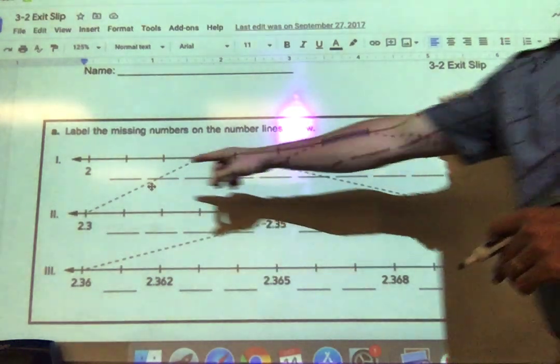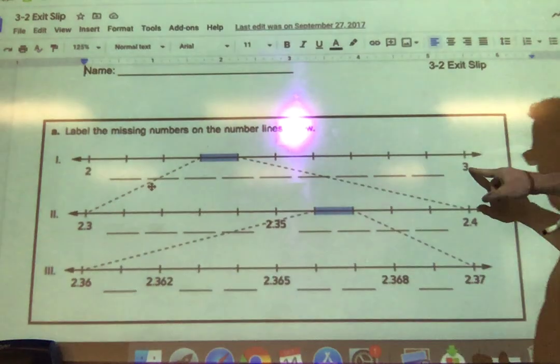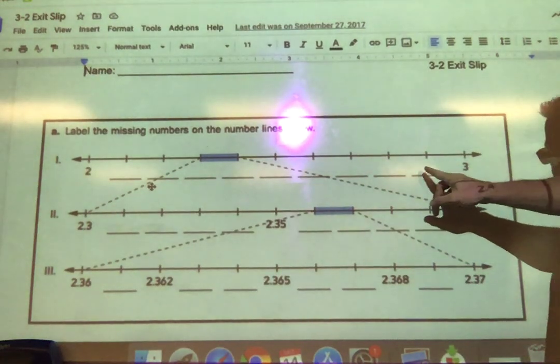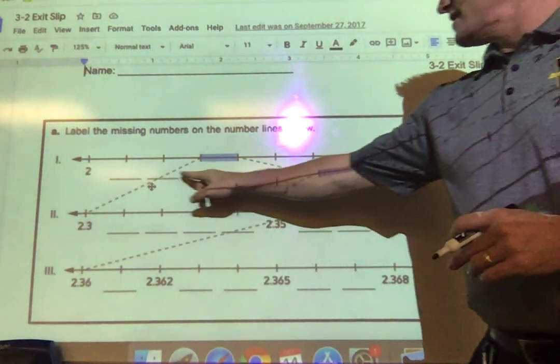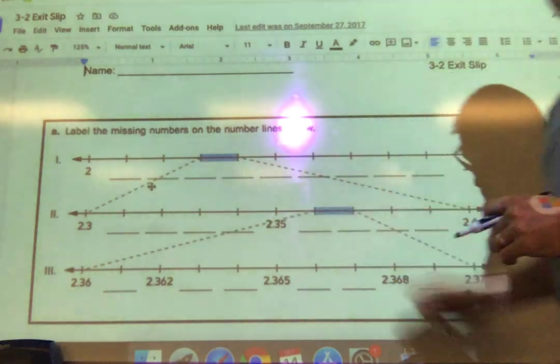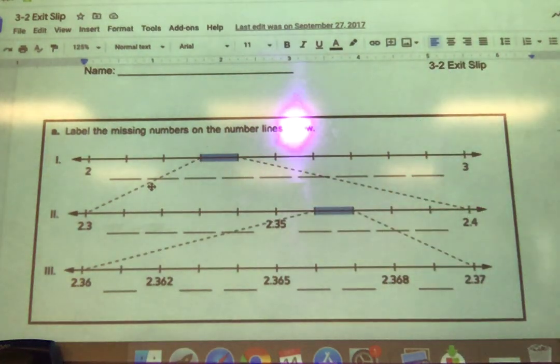All right, so on the first number line, I see I have a 2 and a 3. And it looks like I have 1, 2, 3, 4, 5, 6, 7, 8, 9 ticks in between there. A lot of us know that if we want 10 things, we'll have 9 ticks in between there to get the numbers that fit in between here.